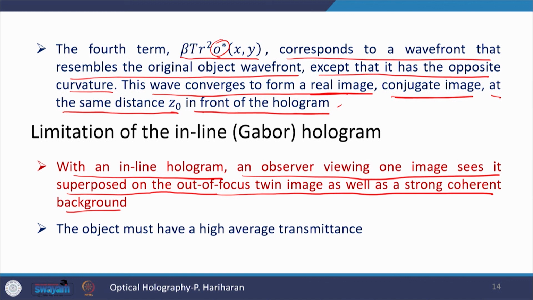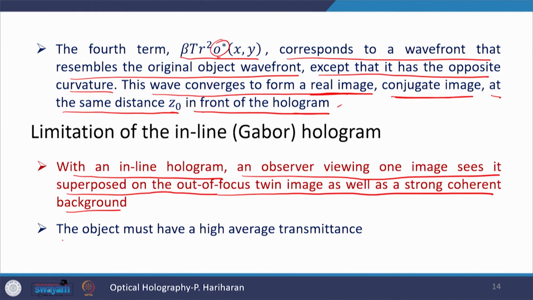The second limitation is that to create a hologram using the inline technique, we require an object which must have some transmittance. We cannot use an opaque object here. It is limited to some semi-transparent object. The object must have a high average transmittance to enable this technique to form a hologram.